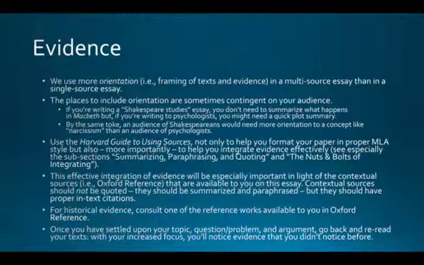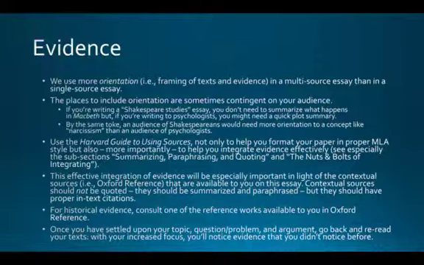This effective integration of evidence is especially important in light of contextual sources, those reference works that we're working with. They should usually not be quoted. They should instead be summarized and paraphrased. Save your quotes for the literary text that you're dealing with. For historical evidence, consult those Oxford reference sources.